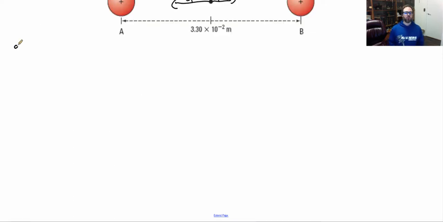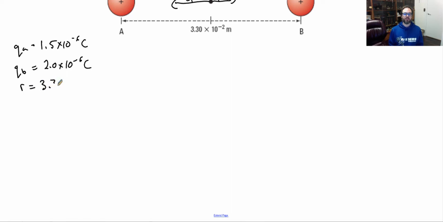We are given the charge A is equal to 1.5 times 10 to the negative 6 coulombs. We are given charge B is equal to 2.0 times 10 to the negative 6 coulombs. And we're given the distance is 3.3 times 10 to the negative 2 meters. But if we remember, the point is right in between each of them, so the distance to this point is going to be half of 3.3. So that means it's actually 1.65 times 10 to the negative 2 meters between the point and each sphere.